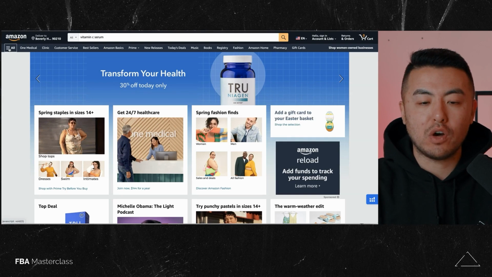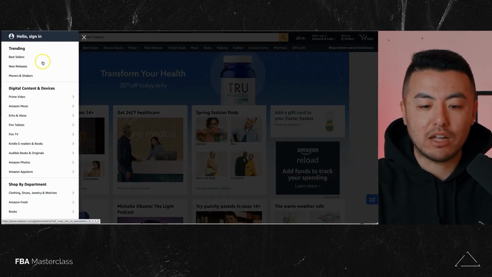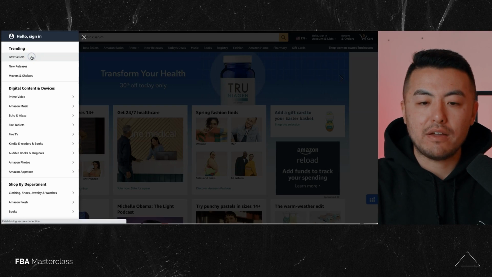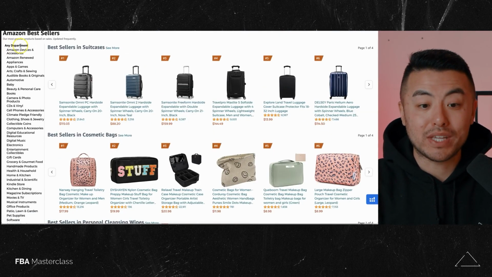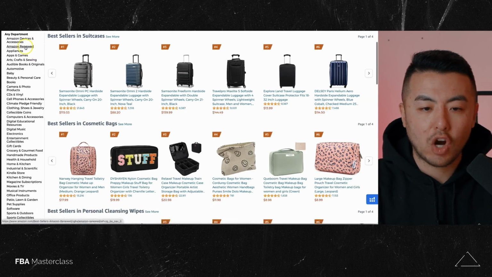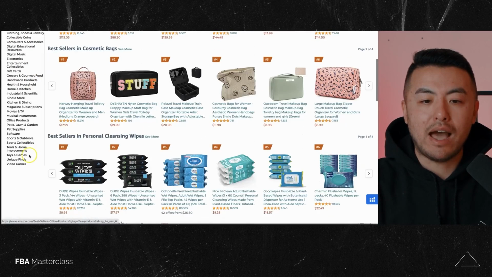So basically how this works is on Amazon, there are different categories. Just like if you walked into Walmart, there's different aisles, there's different sections. Same as on Amazon. You can imagine this to be like the online version of Walmart. If you were to go on Amazon.com and click on All, you can actually click on Best Sellers. And over here, it will give you all the departments on Amazon. So you can see that there's appliances, there's arts, there's baby, there's beauty, and the list goes on and on and on.